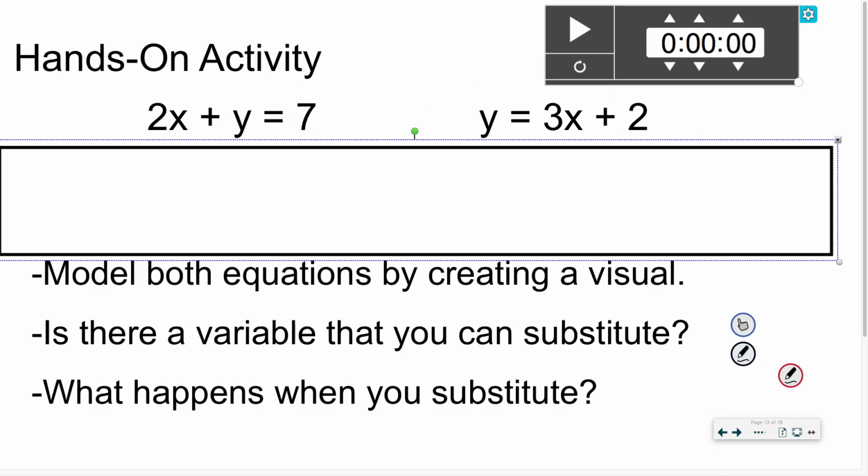So take a look here at this example. You're going to take 3 minutes, and I'd like for you to work on this with the people around you. A couple questions I want you to answer. First, model this. If you want to model with an equation, you can. If you have a visual, that works too. Is there a variable that you can substitute for? What variable is it? What does the equation become when you substitute the value in, and can you solve it?